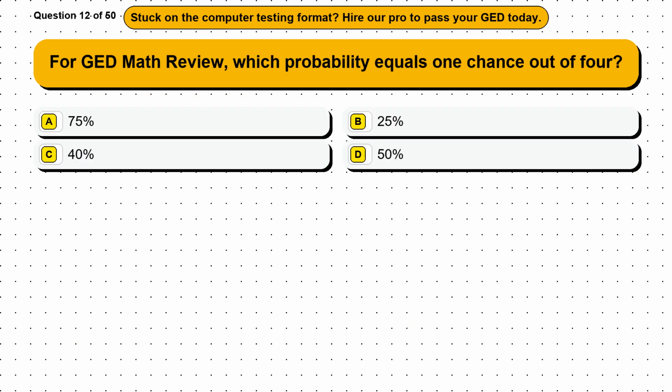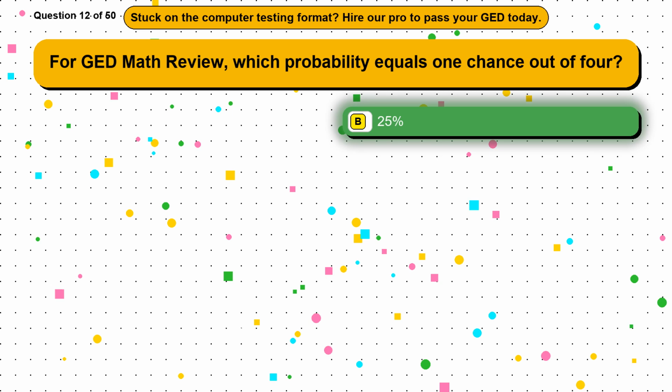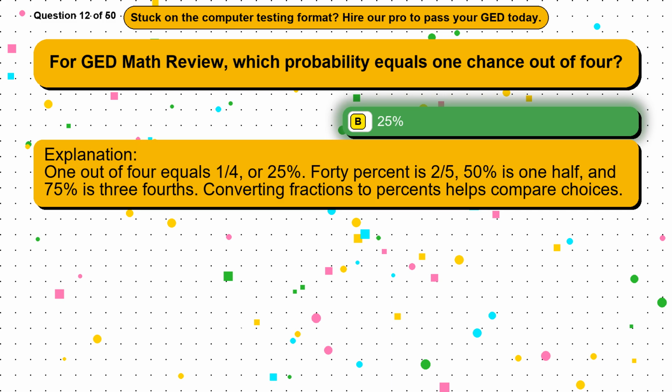Question 12. For GED Math Review, which probability equals 1 chance out of 4? Option A, 75%. Option B, 25%. Option C, 40%. Option D, 50%. The correct answer is option B, 25%. 1 out of 4 equals 1/4, or 25%. 40% is 2/5, 50% is 1/2, and 75% is 3/4. Converting fractions to percents helps compare choices.